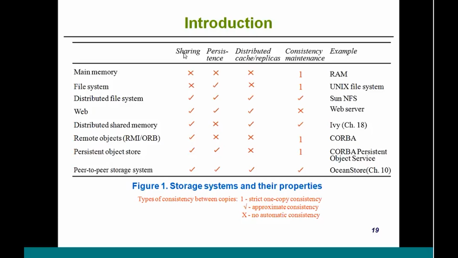And then there's the persistent object store. This provides persistence, and it also allows sharing, but it does not allow distributed cache or replicas. The consistency maintenance is also only one copy consistency. Then we have peer-to-peer storage systems. They provide all of them, and an example could be OceanStore.